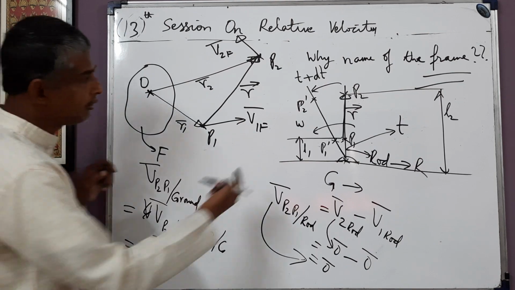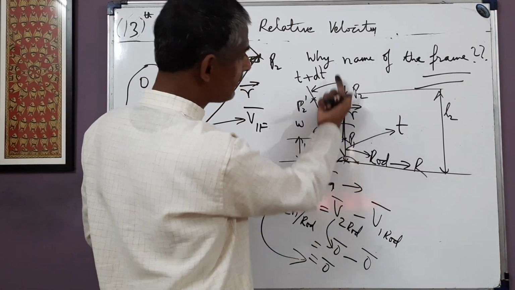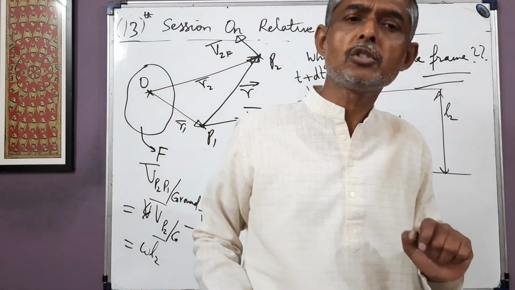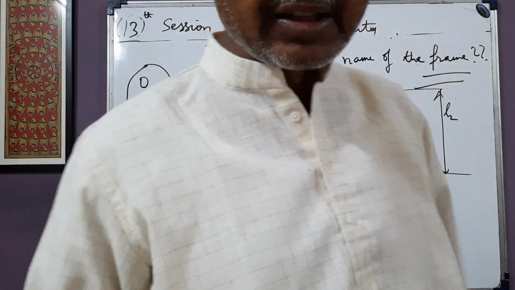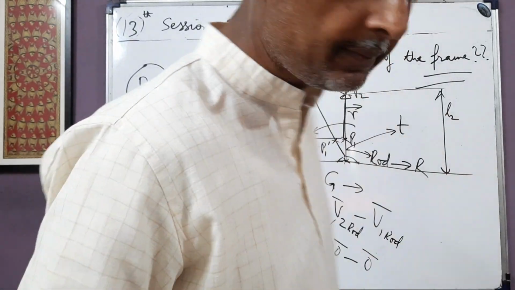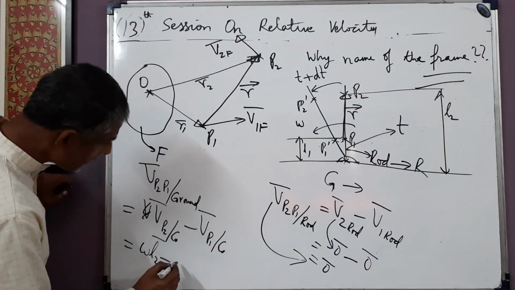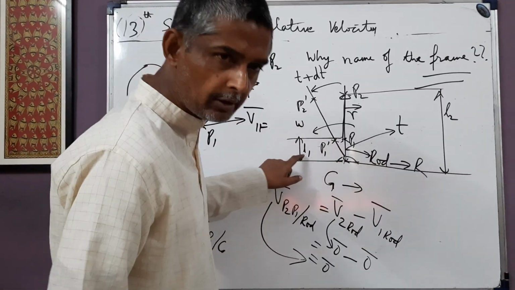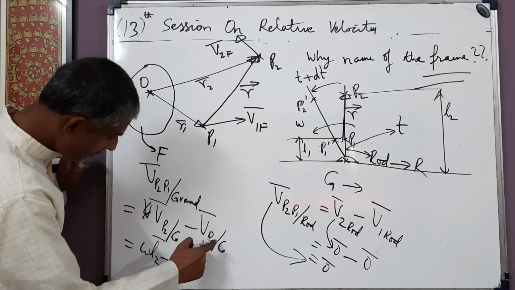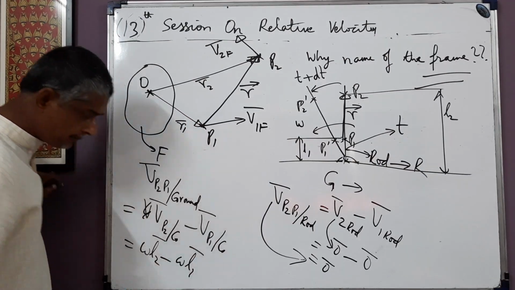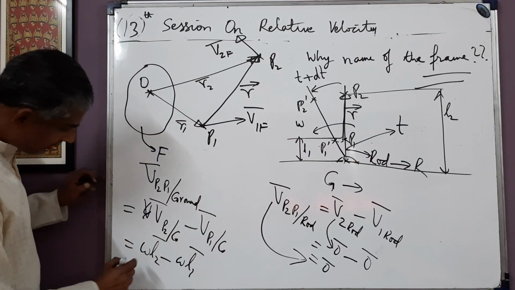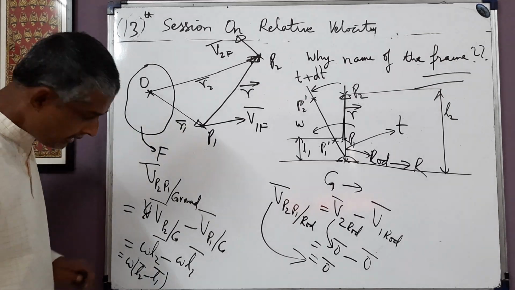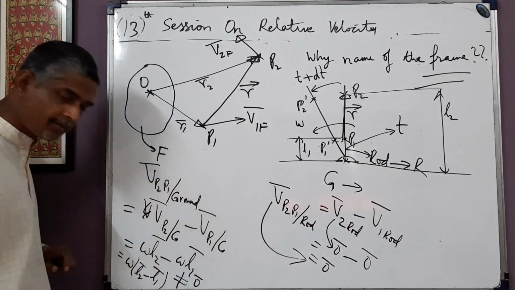The velocity of P2 in the ground frame will be omega into L2, where vector L2 is the vector from the pivot to point P2. This follows from the result of circular motion: for a point moving in a circle of radius r, the speed is omega r. Similarly, P1 also moves in a circle with respect to the ground whose center is at the pivot and radius is L1. Angular speed is omega, so V P1 G will be omega L1. Now you can see that this is equal to omega into vector L2 minus vector L1, and this is non-zero.